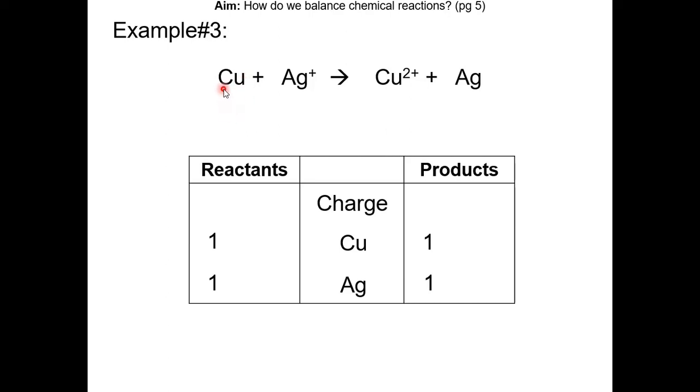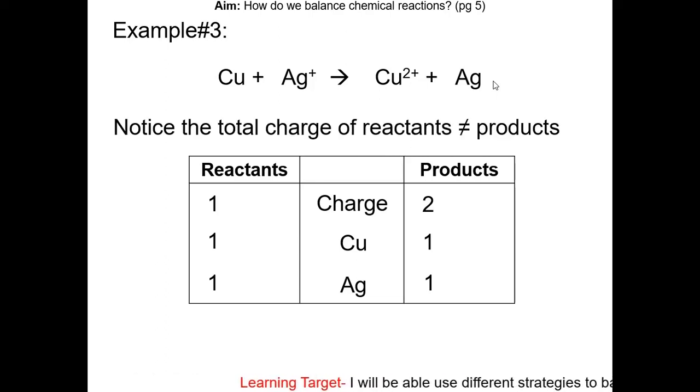It is neutral. So the total charge of the reactant side is 0 plus 1. The total charge of the product side is 2 plus 0. So notice that the law of conservation of mass is observed, but the law of conservation of charge is not. So we have to balance the reaction until the law of conservation of mass and charge is observed.